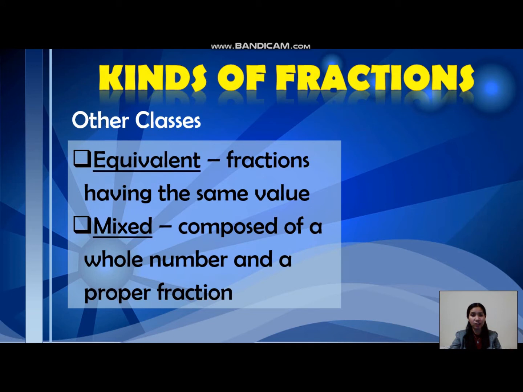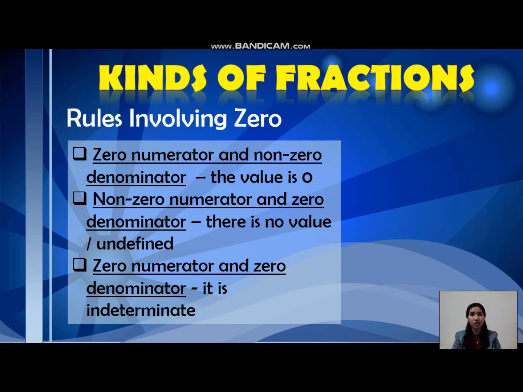Next, we have other classes. First, we have equivalent fractions. These are fractions having the same value. We have 3/8 and 12 over 32. 12 over 32, when simplified, becomes 3 over 8. That's why they are equivalent fractions. For mixed number, or mixed fraction, it is composed of a whole number and a proper fraction. Example, 4 and 5 over 7. 4 is the whole number and 5/7 is the proper fraction. Next, we have the rules involving zeros. When the numerator is 0 and you have a denominator that is non-zero, the value is 0.